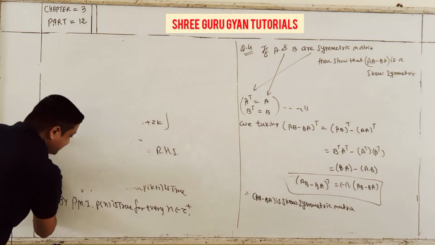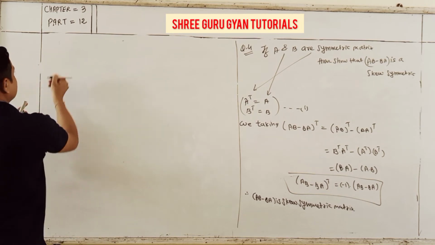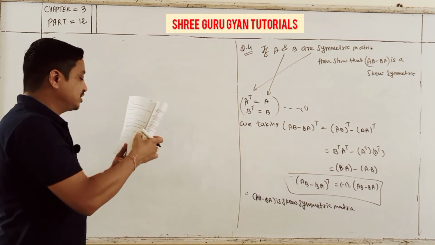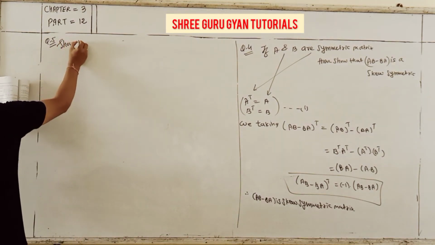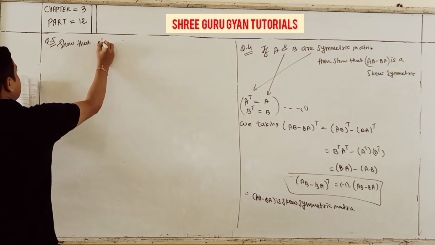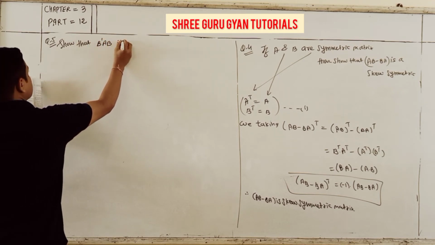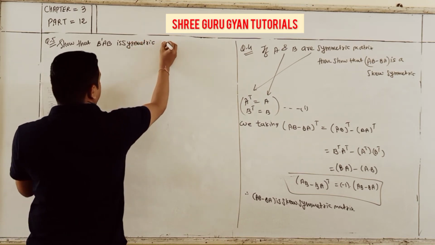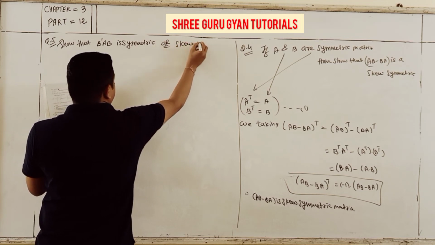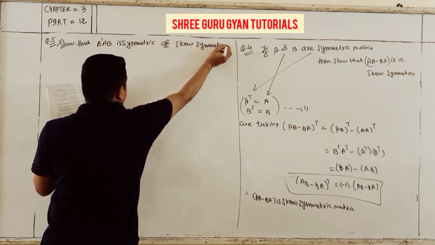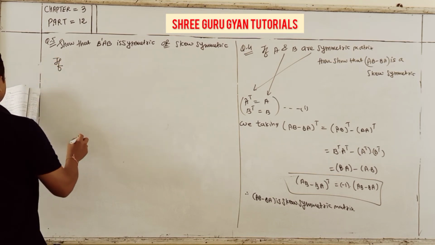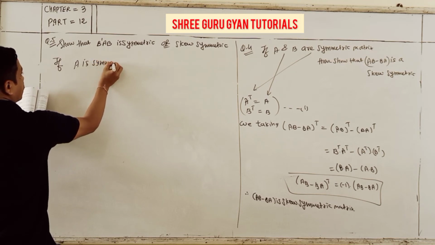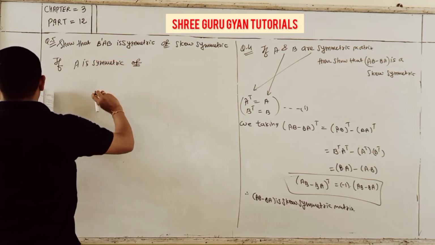Question 5 is also very easy and very simple. Show that B dash AB is symmetric or skew symmetric, if the condition given is that A is symmetric or skew symmetric.